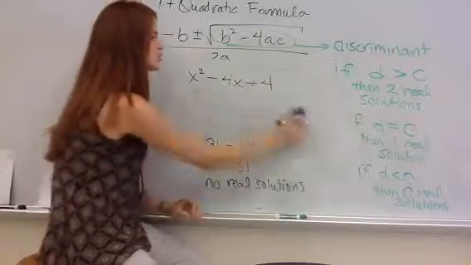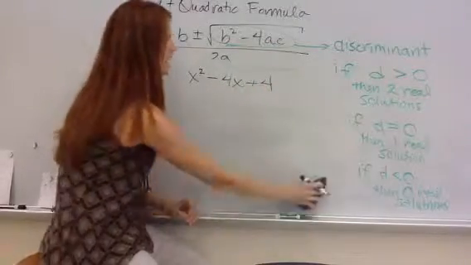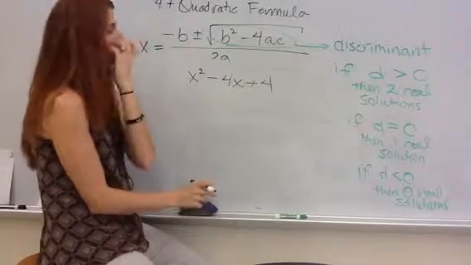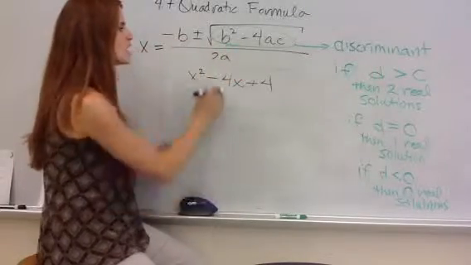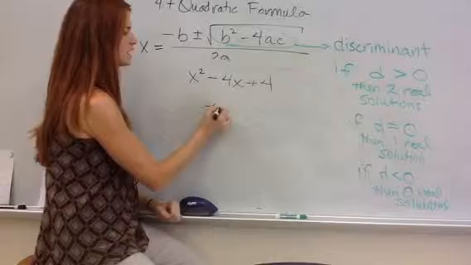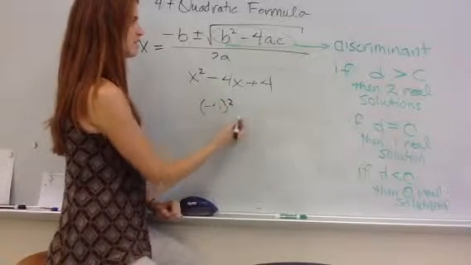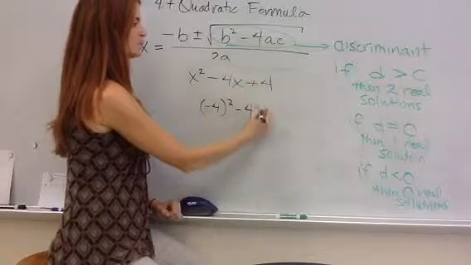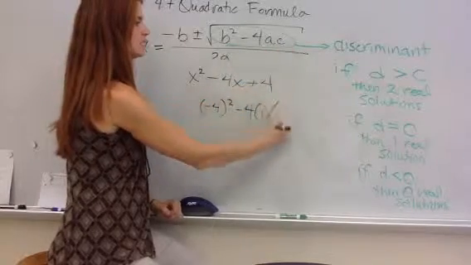Again, for this, we just want to determine the discriminant. How many solutions is it going to have? So I'm going to plug in just for my discriminant. So I want to use my b, which is a -4, and square it. Then my a, which is a 1, and c, which is a 4.